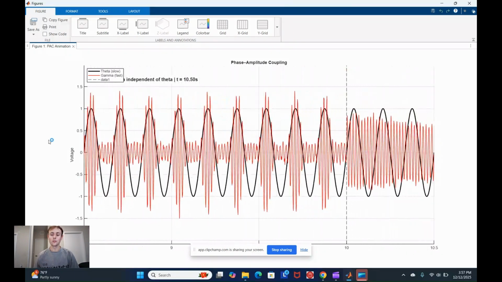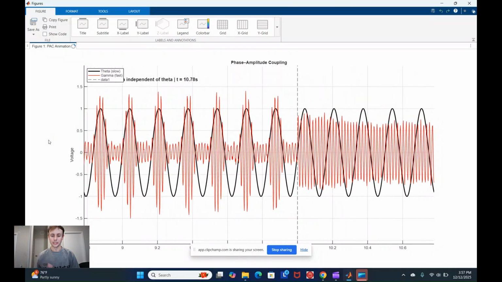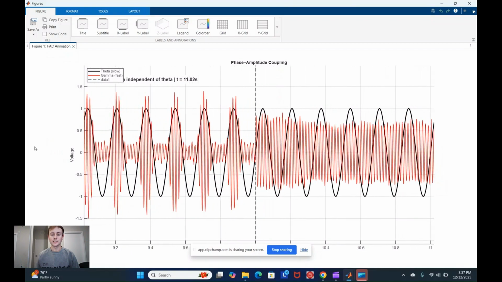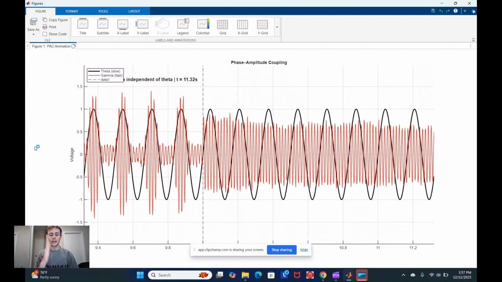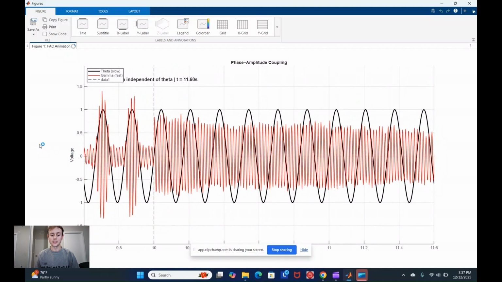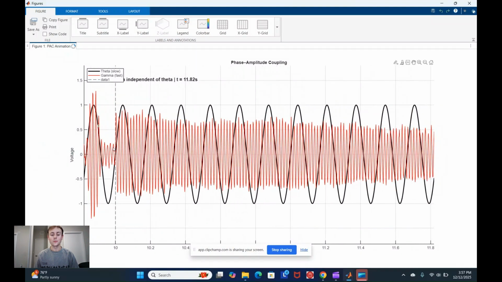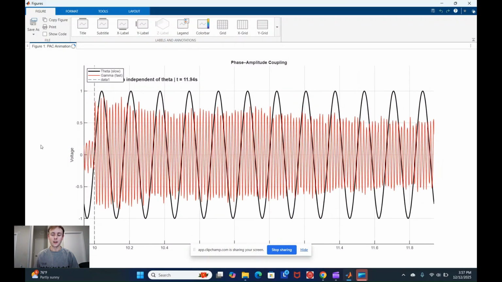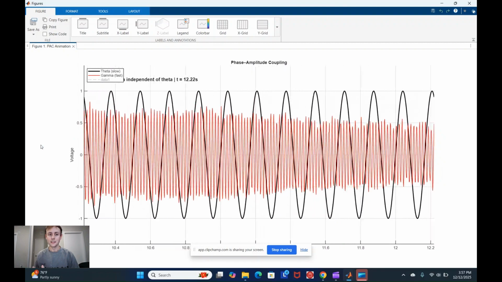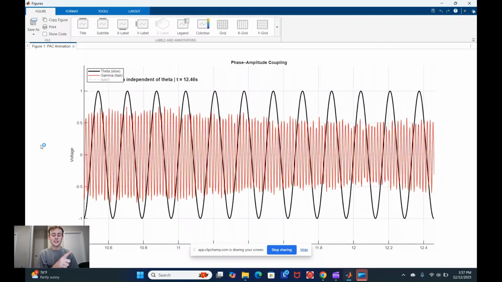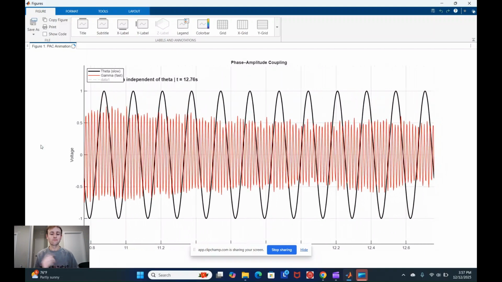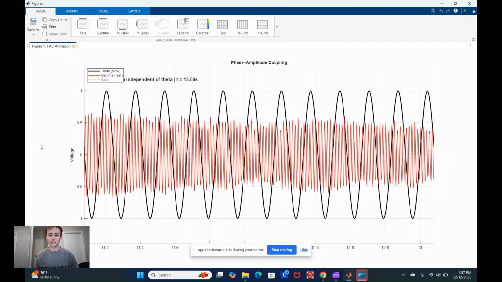Now let's see an example of when they're not having coupling. Here on the left we see that the gamma amplitude is still being based off of the theta phase, but now we can see that it doesn't matter what phase the theta signal is in, the amplitude of gamma is not dependent on it.